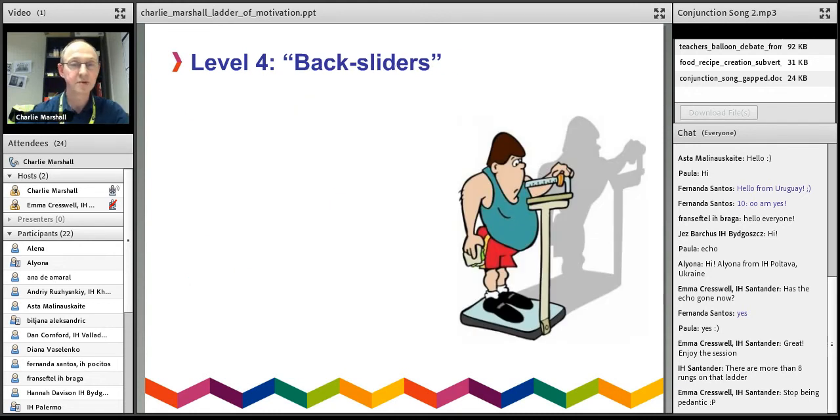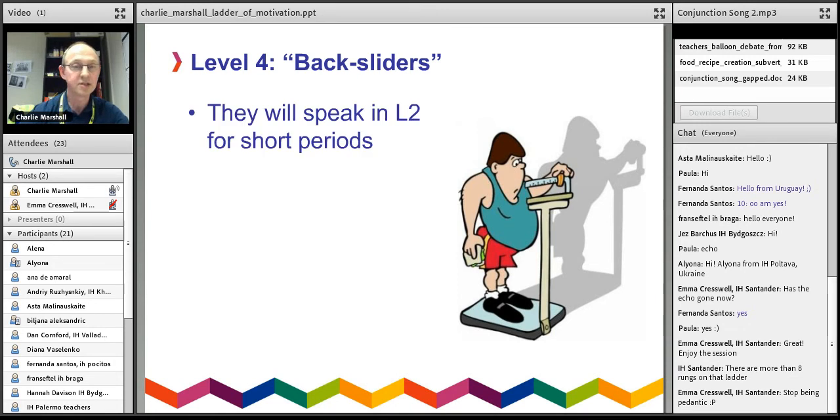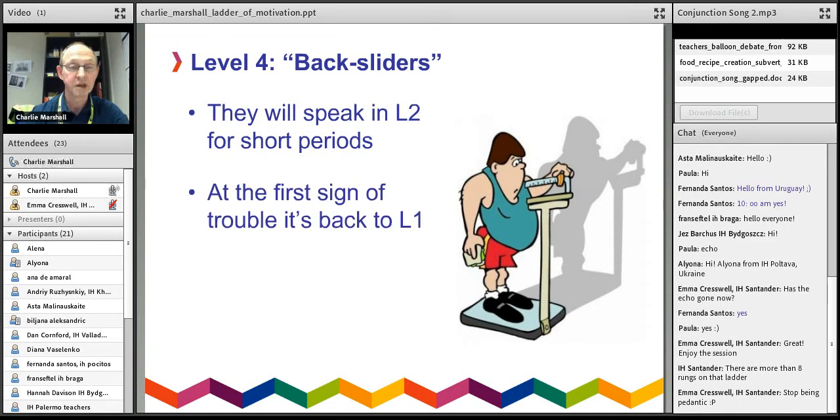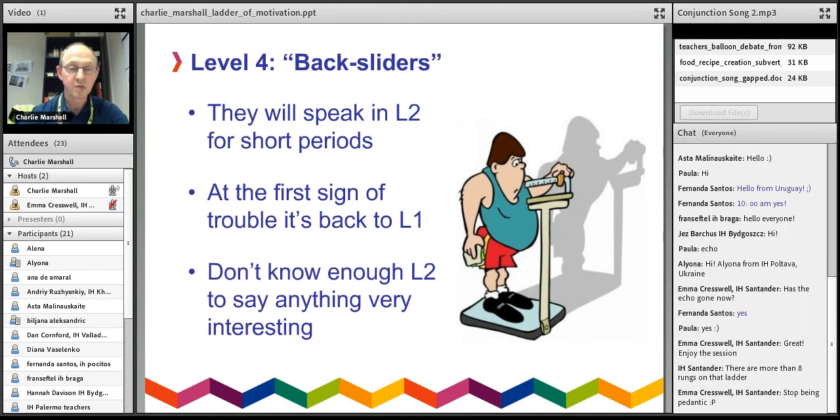So the next level down I've called backsliders, and they are a bit similar to somebody who goes on a diet but keeps sneakily reaching for a sandwich or something when he thinks that nobody's looking. These are people who have accepted that they need to speak, and they will speak in L2 for short periods of time in the class. It does happen. But as soon as they have a problem, as soon as they have the first sign of trouble, they switch back to L1. And they don't know enough L2 to say anything very interesting. So they'll do the little task that you give them and speak for 35 seconds, but when they get to the end of it, when they want to chat with their friends, it's back to L1.